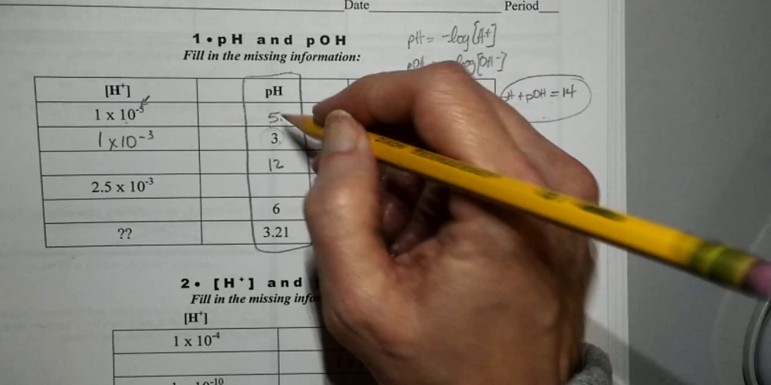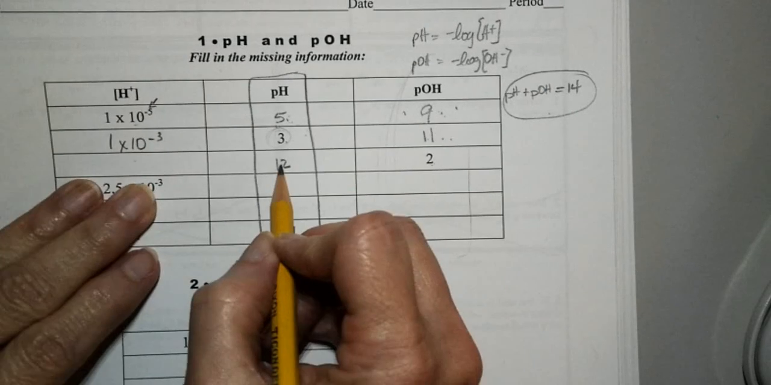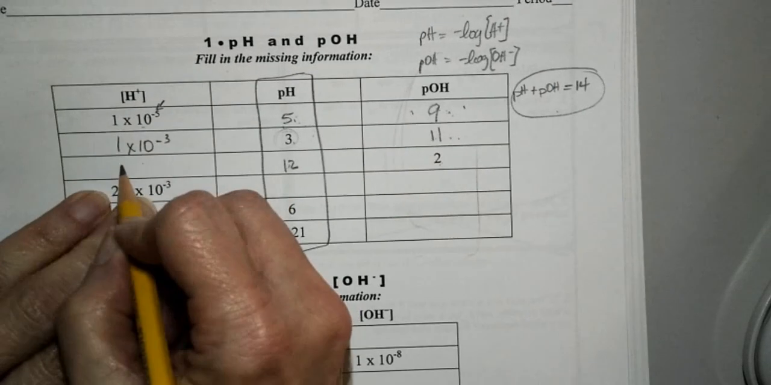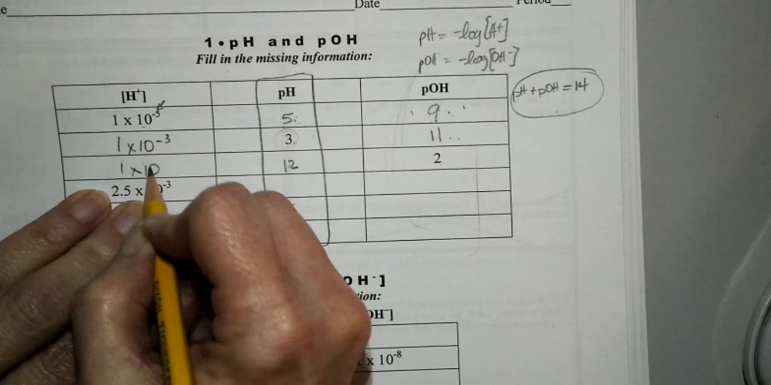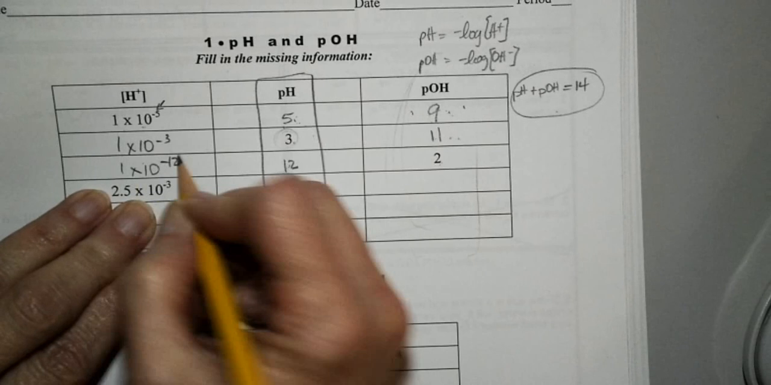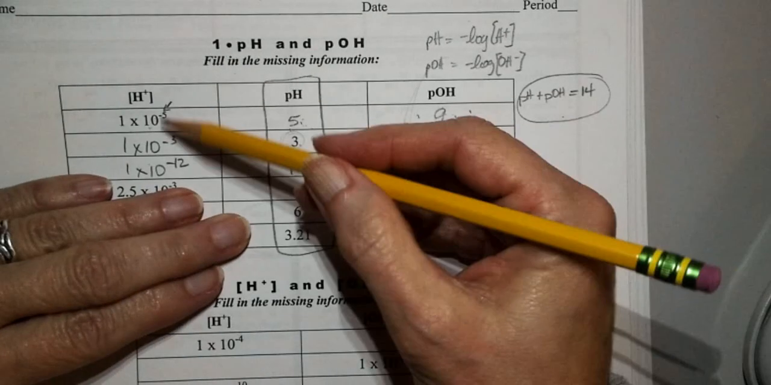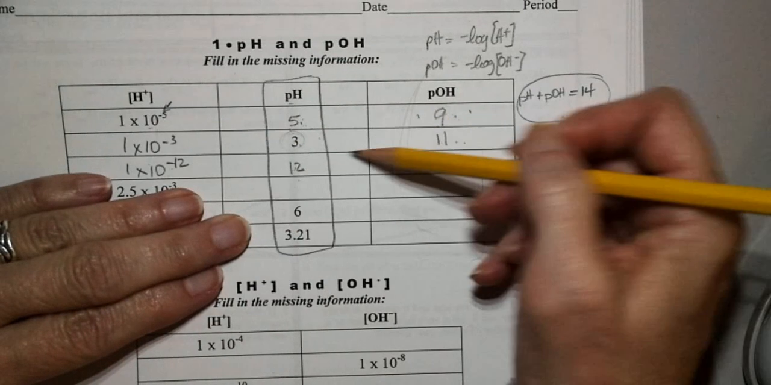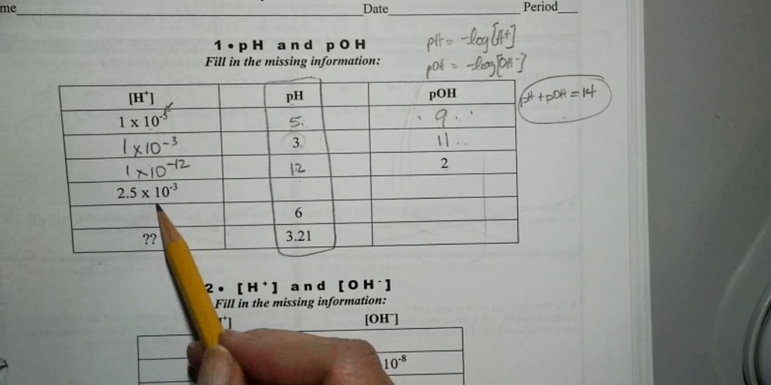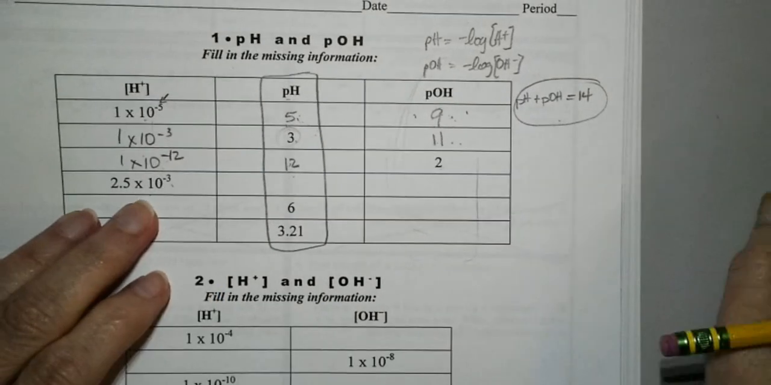So then when I look at the hydrogen ion concentration, what would it be? 1 times 10 to the negative 12. That's it. If it's in the format of 1 times 10 to the negative whatever, it's really easy to do these numbers. But look at the next one down here where it's 2.5 times 10 to the negative 3. In that case, we have to stick it in our calculator and take the negative log.